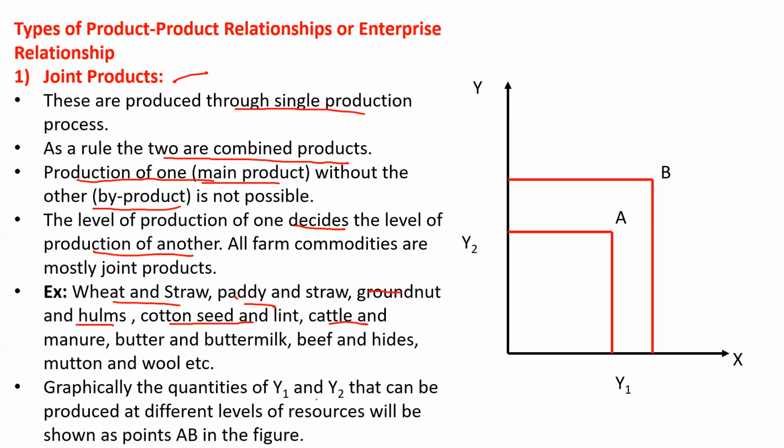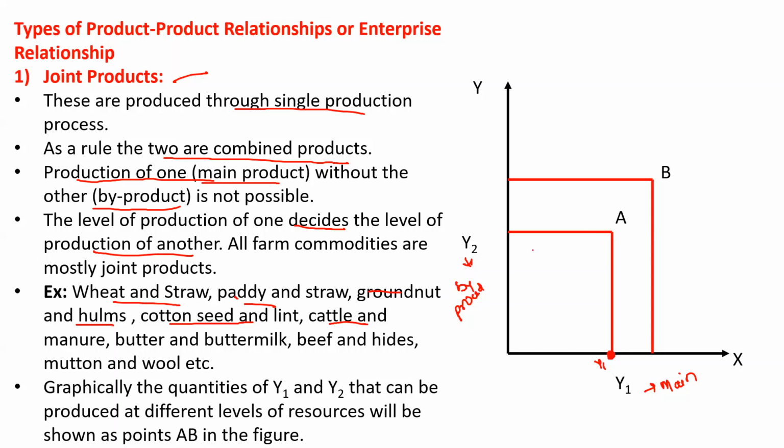Graphically, we can see that Y1 and Y2, if these are the joint products, then the combination. So if Y1 is the main product and Y2 is the byproduct, suppose if we take example of wheat and straw. Now suppose this is the initial level of variable. This is the quantity of wheat produced.